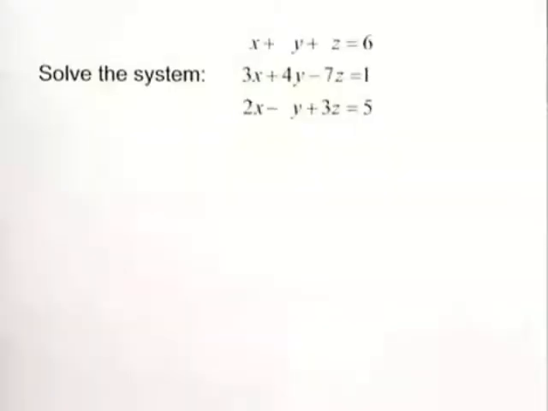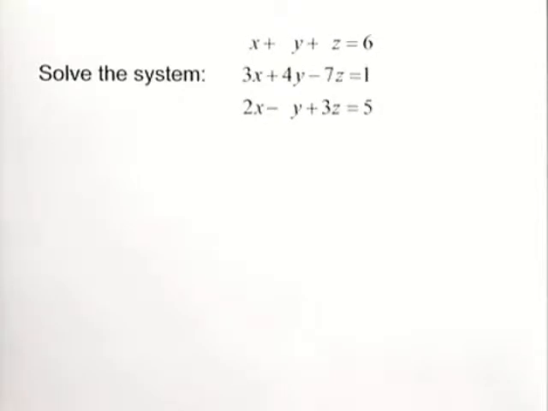Let's solve a system involving three variables. All right, there it is in all its glory here. x plus y plus z equals 6. 3x plus 4y minus 7z equals 1. 2x minus y plus 3z equals 5. All right, we're going to use the addition approach here.